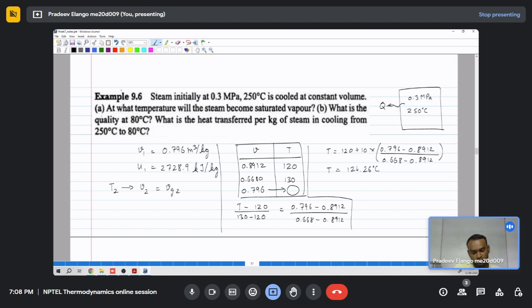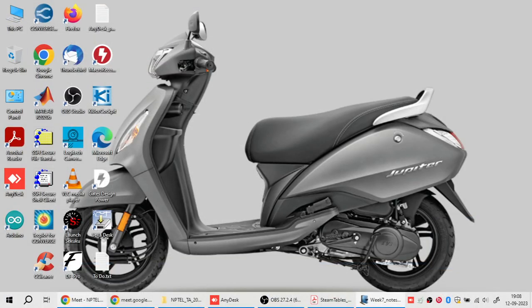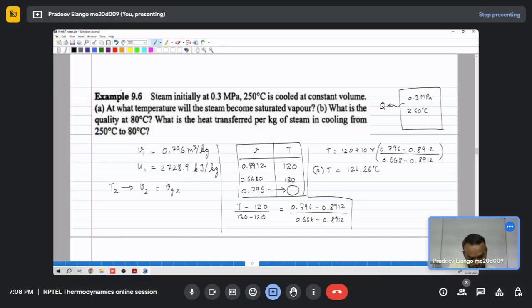Now further it is cooled down to 80 degrees Celsius, and we need to find the quality of the steam and the heat transfer. So part A of the problem is solved. Now at 80 degrees Celsius we can find the quality. Since the volume is the same, V1 equals V2 equals V3, we can find it using this.